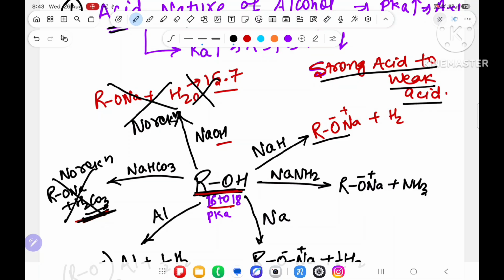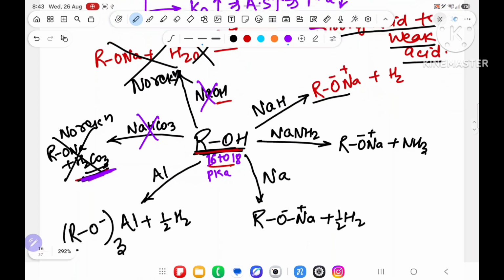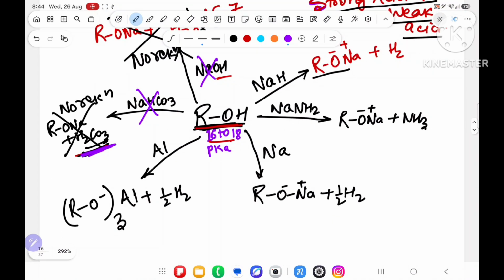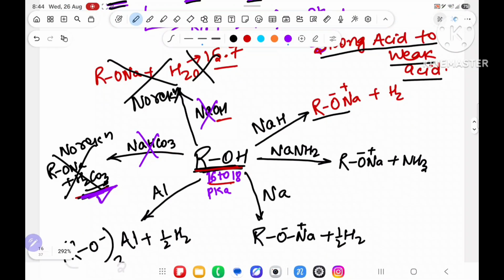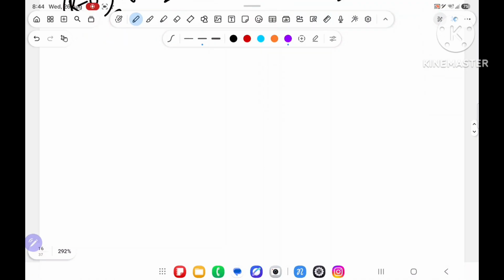Remaining, you know that over here carbonic acid is a strong acid. So over here no reaction with this, no reaction with this. Remaining reactions will happen, and the rule is that strong acid converts to weak. But in these two cases, weak acid alcohol converts to carbonic acid, and water is more acidic than normal alcohol. Understood? The first chemical property is done.